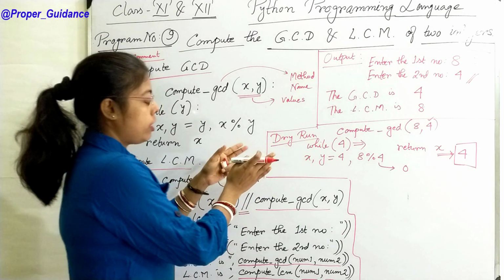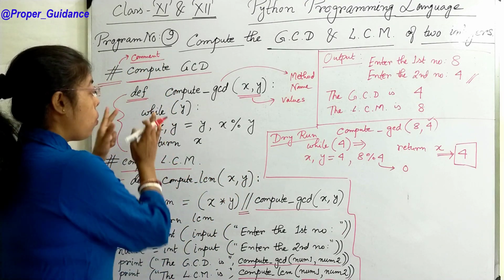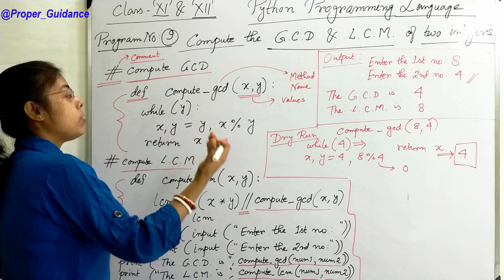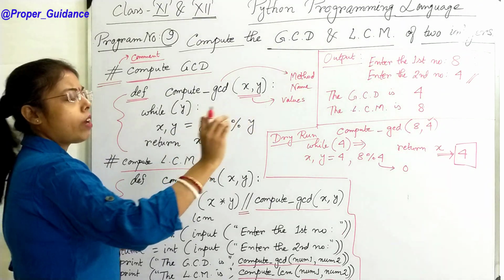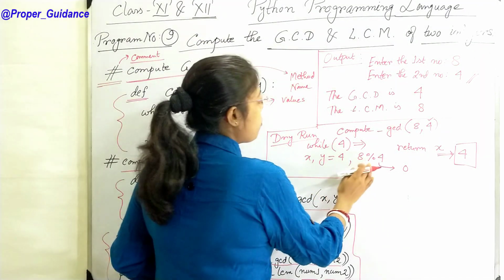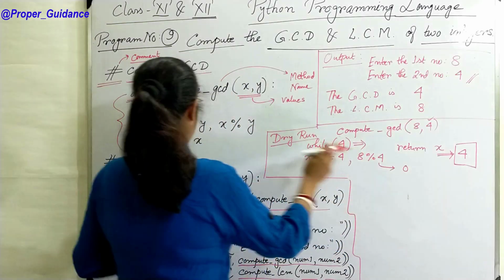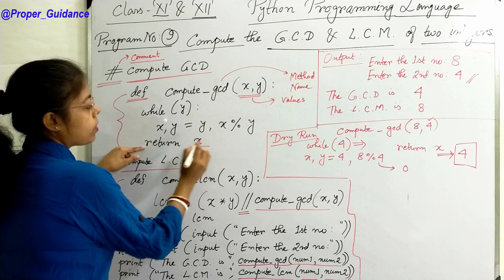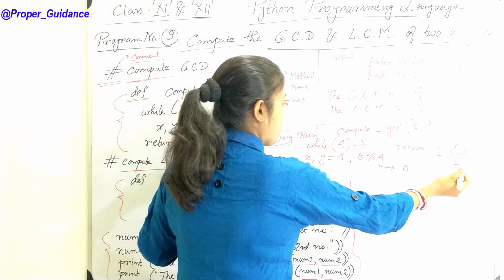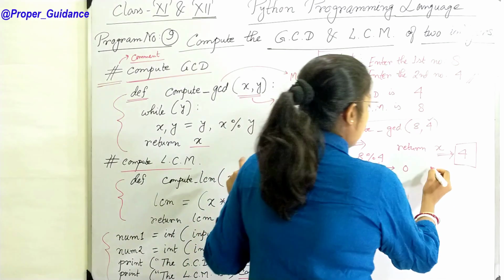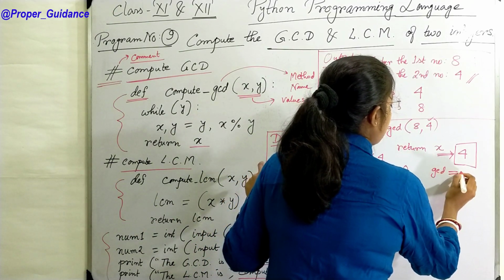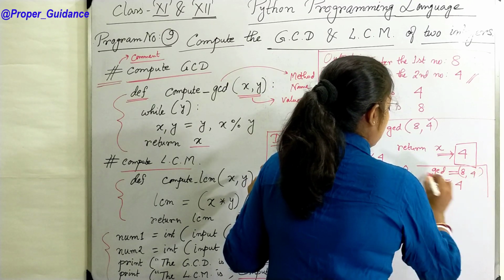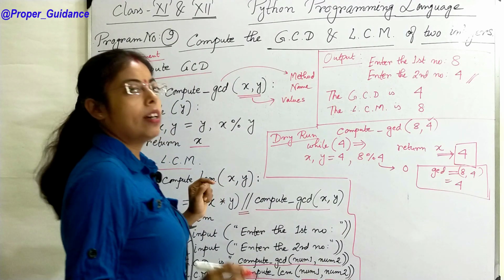Clear? Look, it is a very important part to understand. While y means y will return some integer value greater than 0, that is 1, 2, 3, 4, any value. Here we get 8 modulus 4, that is the value 0. So the loop will be stopped here and it will return the value x. What is the value here? X will be 4, and this is collected as the GCD value of 8 and 4, GCD equals 4. Clear?